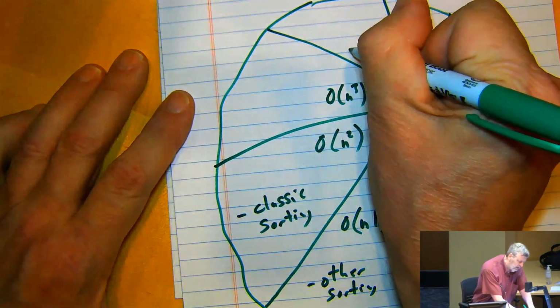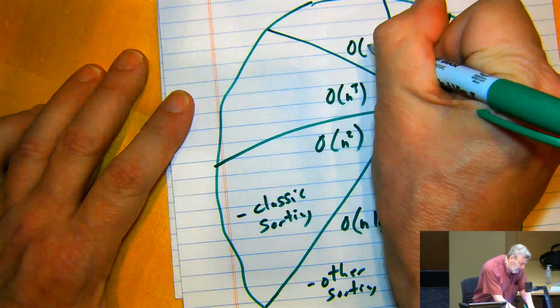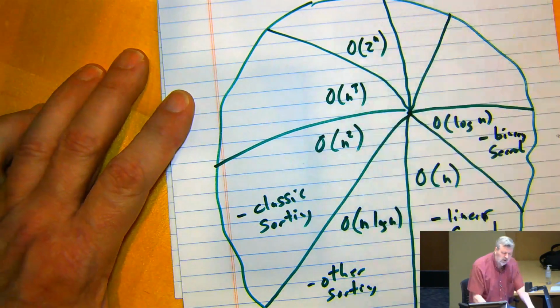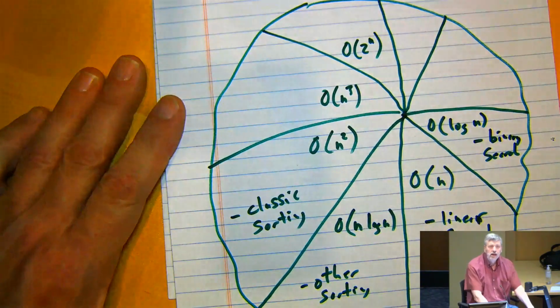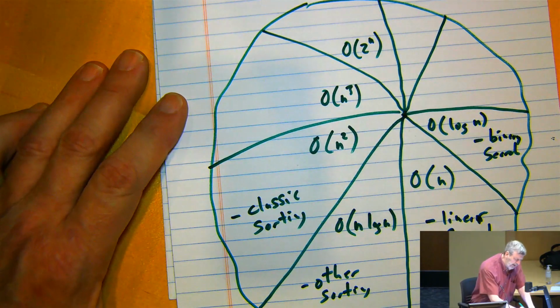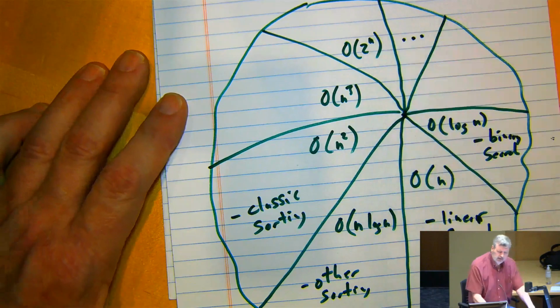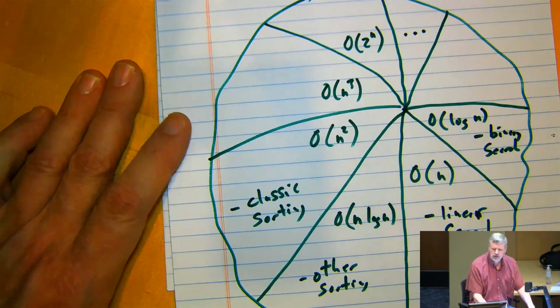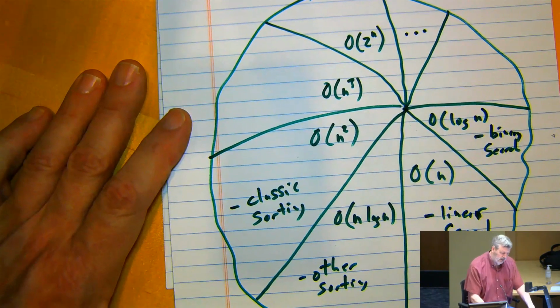There are algorithms that are really awful that would take exponential time, say O of 2 to the n, where every time you add 1 to n, it doubles the amount of time that's required. And there's infinitely many of these complexity classes. So I'm showing you only some of the most common ones here.